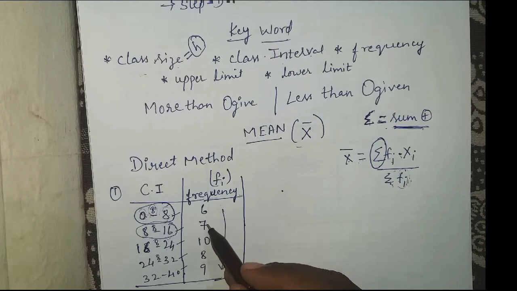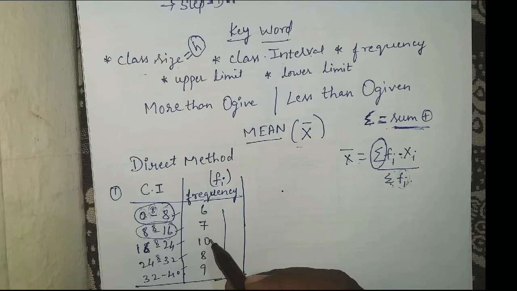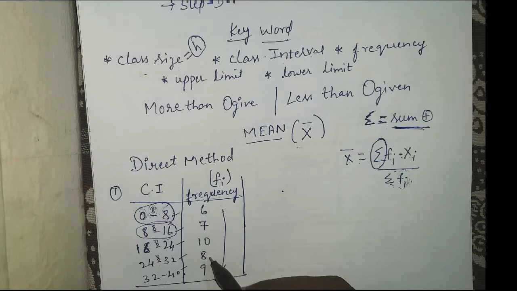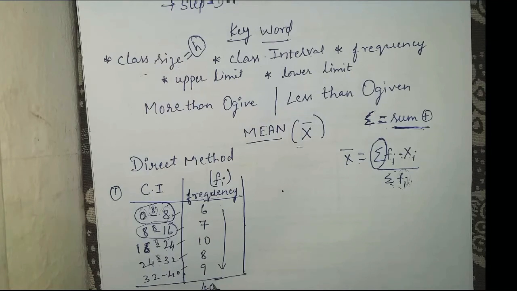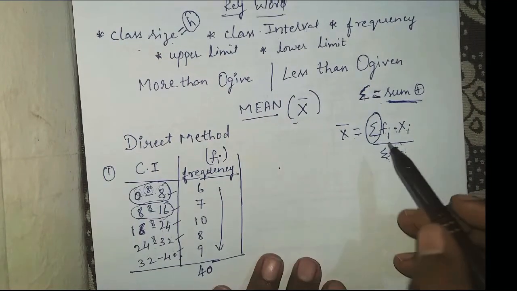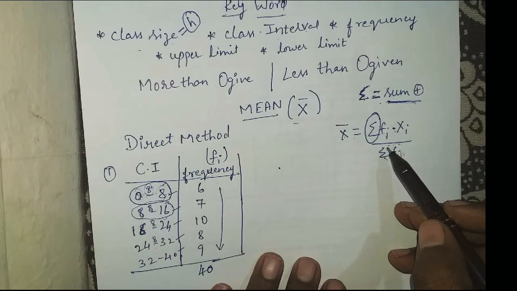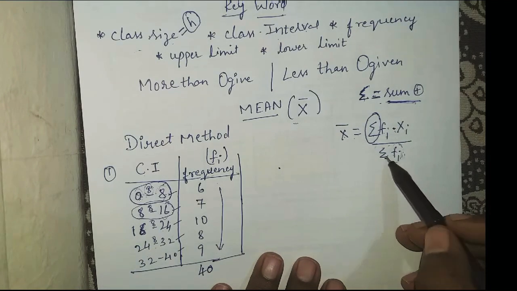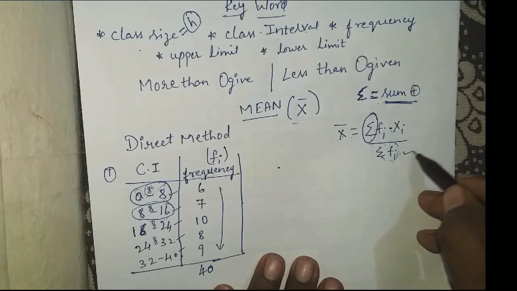So add it. 6 plus 7 is nothing but 13. 13 plus 10, 23. 23 plus 8, 31. 31 plus 9 is nothing but 40. See, I got the value 40. So we'll come to the formula. In the formula, sigma fi value is 40.